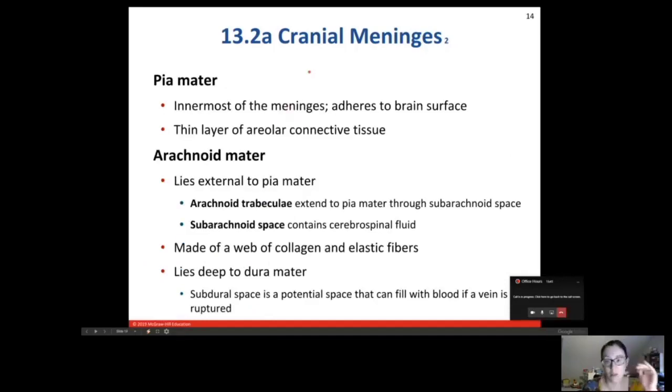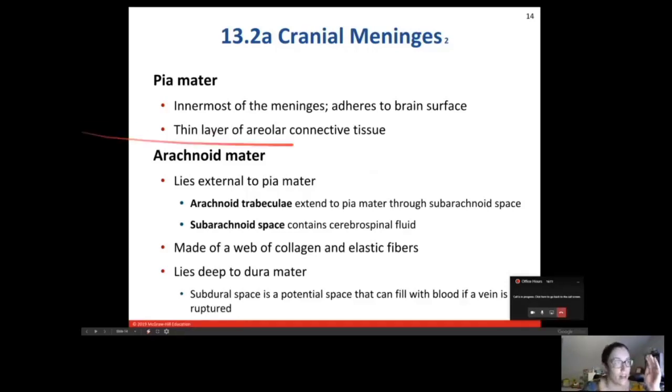So the pia mater is the innermost layer of the meninges, and it adheres directly to the brain surface. So you can think about it a little bit like the visceral serous membrane, right? It's adhered directly to the organ, which is the brain or the spinal cord. And it's a thin layer of areolar connective tissue, and it follows all the contours of the brain. Then the next layer we have is the arachnoid mater.